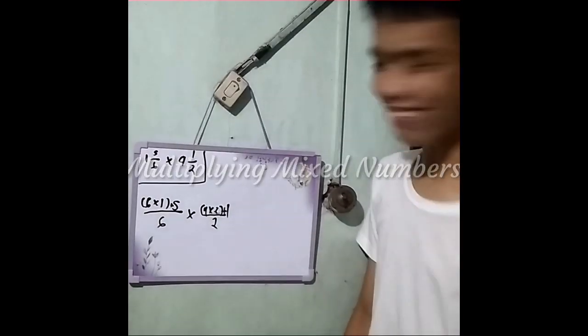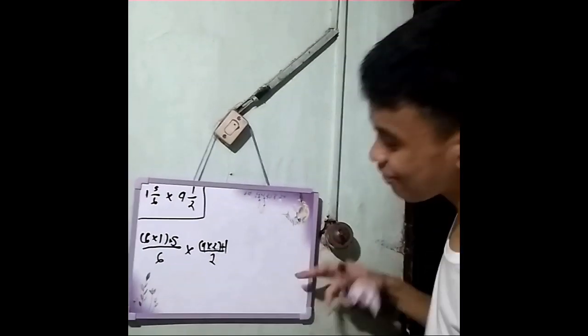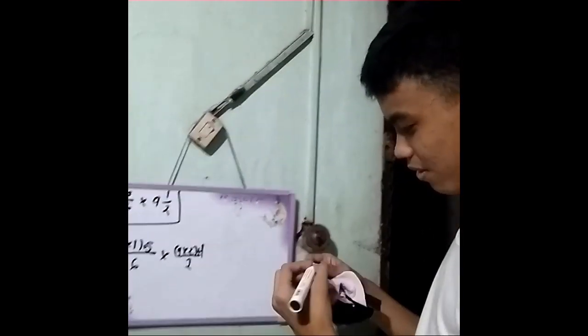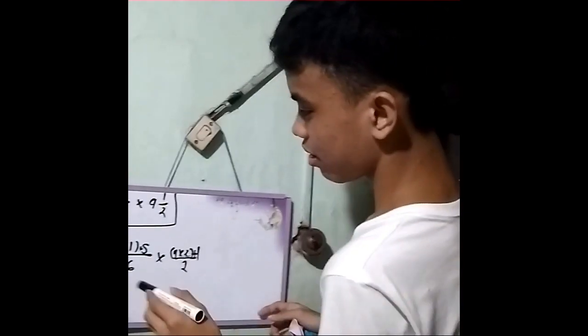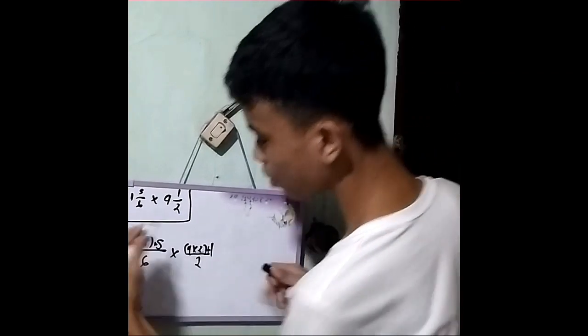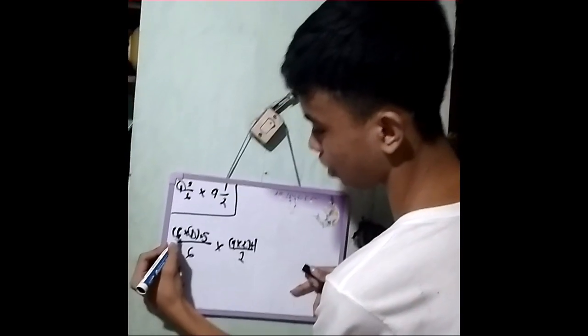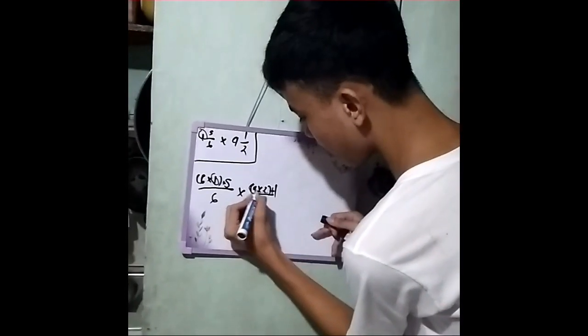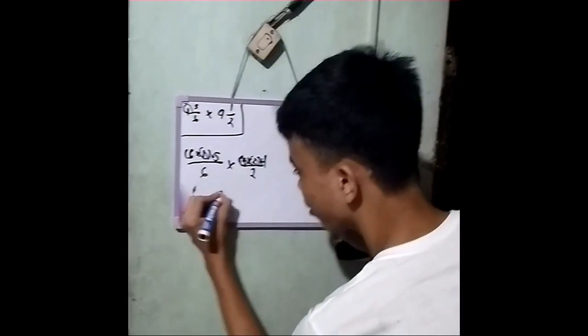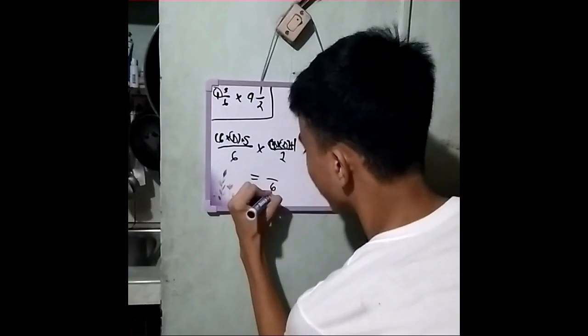Now we're going to multiply mixed numbers. Ginawa ko na ganito kasi maliit yung board ko. Ang whole number niya is 1. So times natin sa 1 yung denominator sa whole number. Ganito din ang ginawa sa kabila. Ito yung whole number, ito yung denominator. So equivalent to 6 over 2.